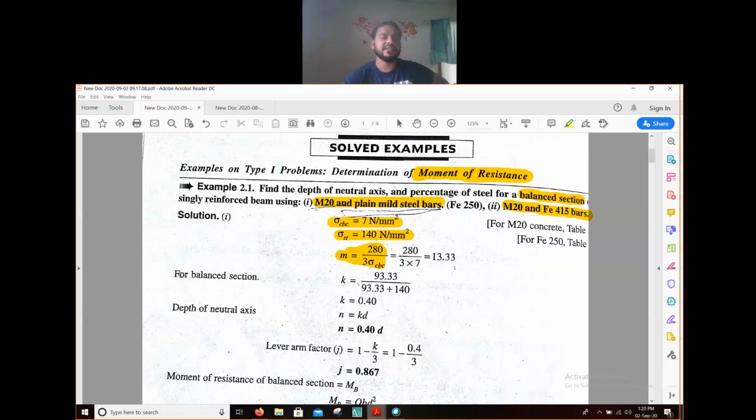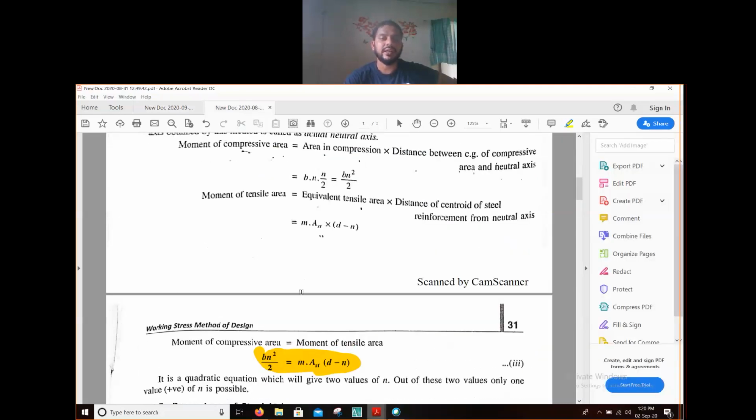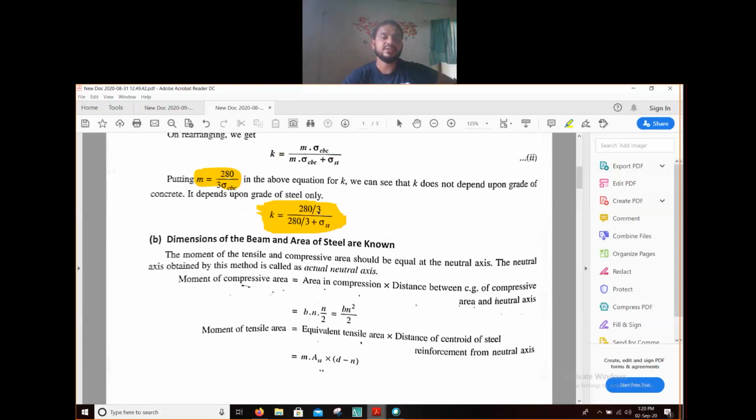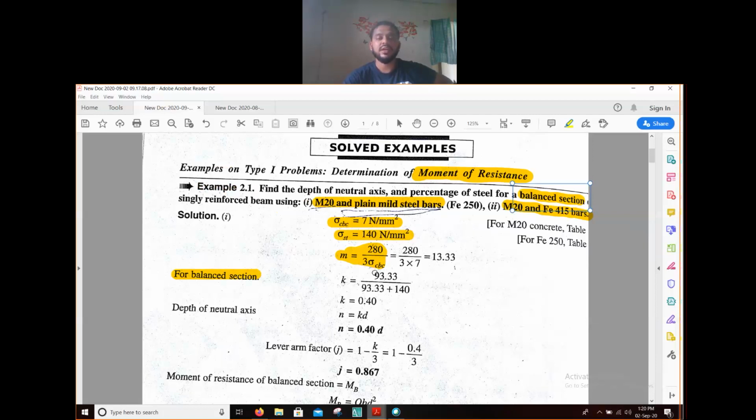Next, for a balanced section, see in this question it is mentioned directly, it is a balanced section. So for a balanced section, k equal to, I have shown you the formula, k equal to 280 by 3 divided by 280 by 3 plus sigma ST. If you divide 280 by 3, you will get 93.33. So 93.33 divided by 93.33 plus sigma ST. Sigma ST value is 140. This way you can find out the value of k.